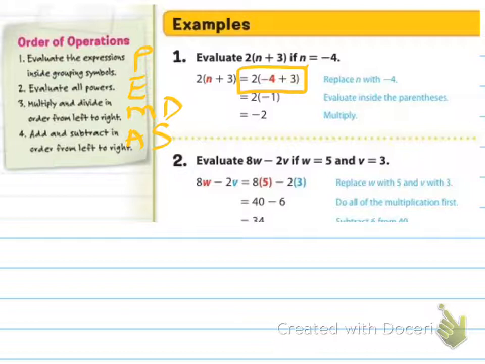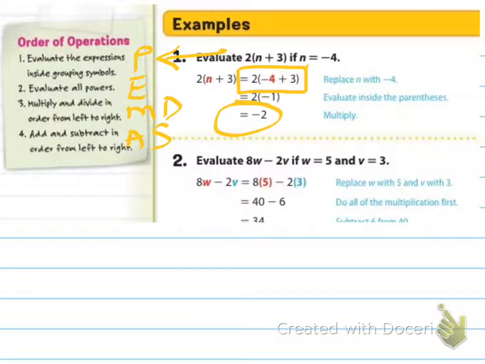I would do my -4 plus 3 because what comes inside the parentheses goes first, and that would make -1, and that's going to be 2 times a -1. When you multiply, you have different signs. It's negative. Multiply like normal, it's going to be -2.